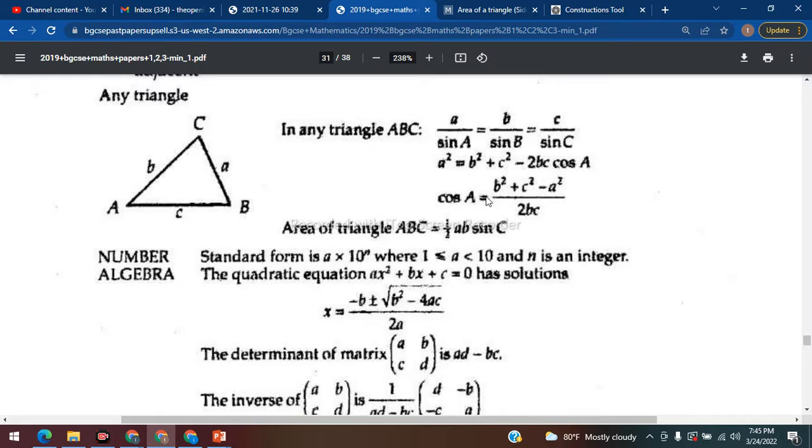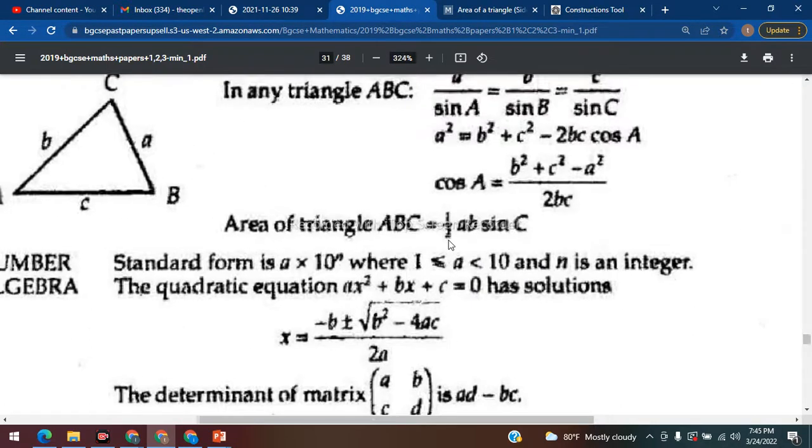And look, they also give us the area of a triangle, right? Half ab sine C. And that's what we used just a while ago. Yes, sir.